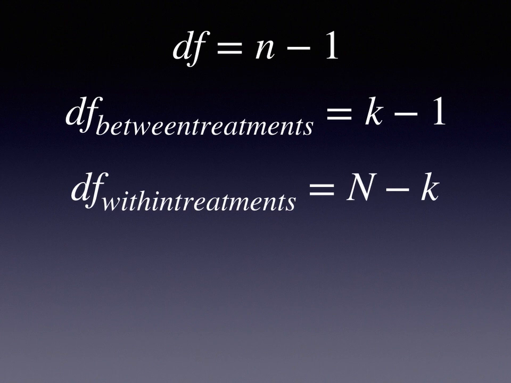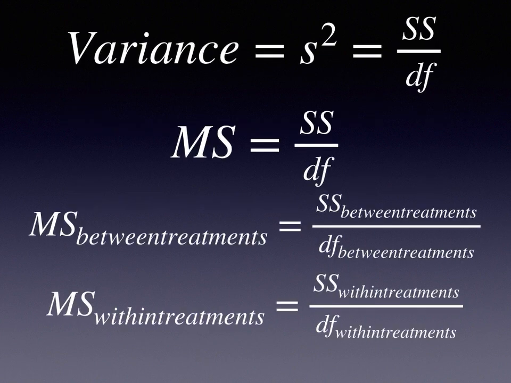From these sums of squares, we divide by the relevant degrees of freedom to get variance. Variance is squares over degrees of freedom. Except in analysis of variance, ironically, we don't call it variance, we call it mean squared. It is the same thing. And when you think about it, that's kind of what variance is.